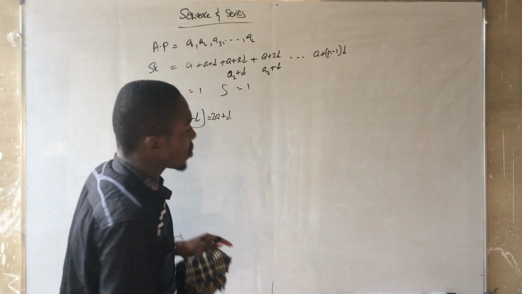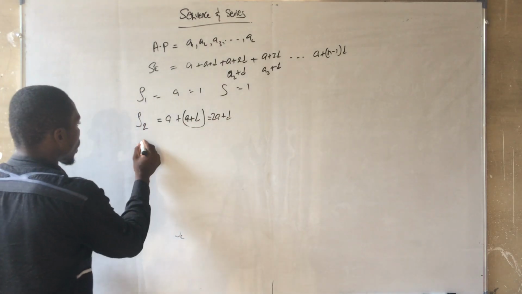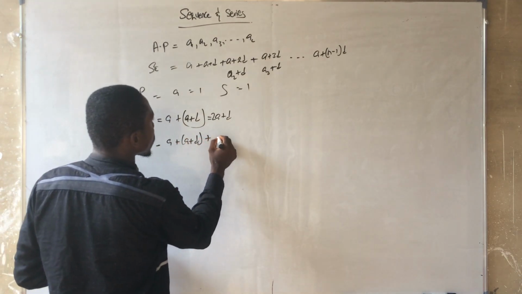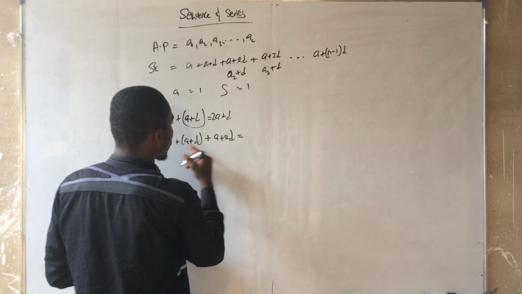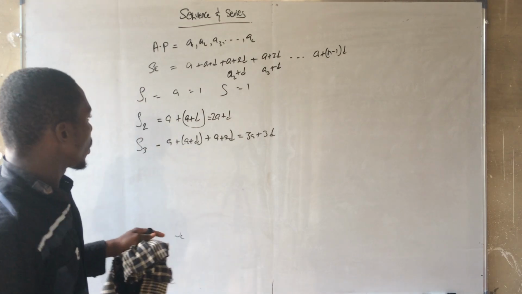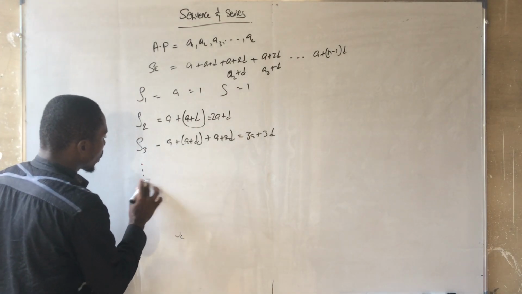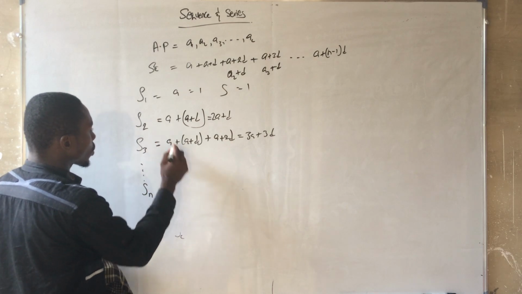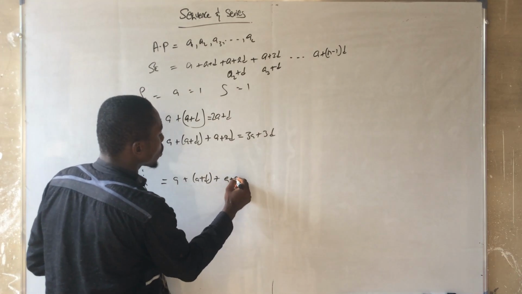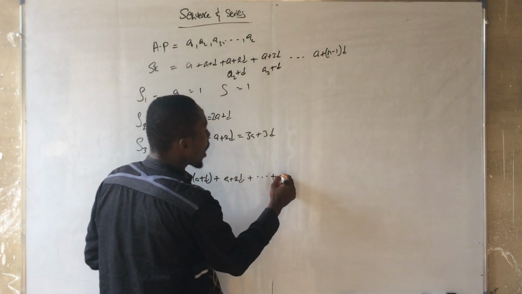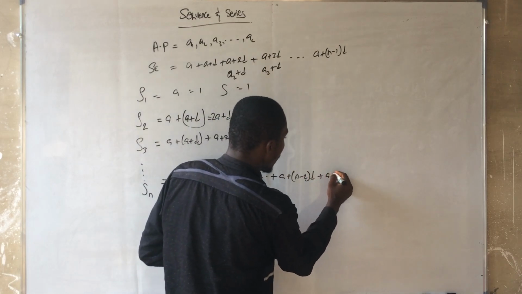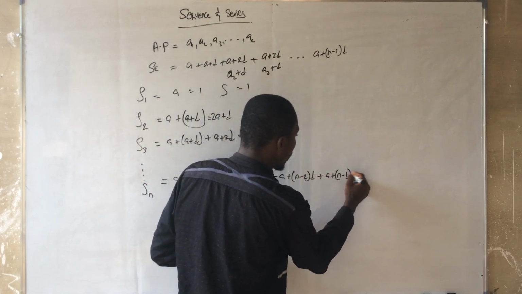So whatever thing it is, that is not our business. So now the first three terms: A plus D plus A plus 2D, to give us 3A plus 3D. You see that? So now down till Sn is equal to A plus D plus A plus 2D plus ... plus A plus (n minus 2)D plus A plus (n minus 1)D.